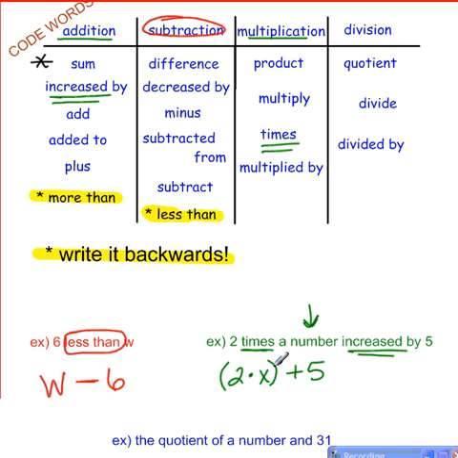Now definitely use parentheses, because the 2 times a number is what is increased by 5, not just this number. It's 2 times that number. So without the parentheses, 2 times x plus 5, if you had the dot here, it's going to look like maybe 2 times a number plus 5, when really it is 2 times a number. That quantity right there is increased by 5.